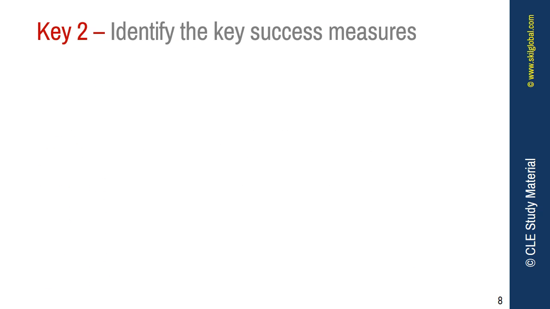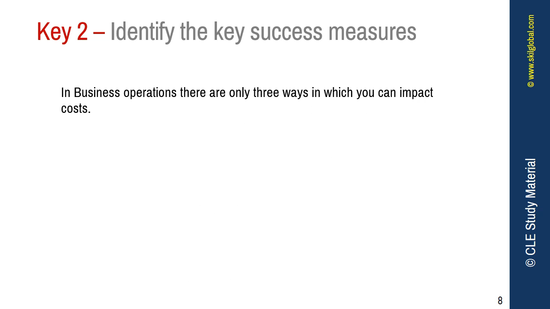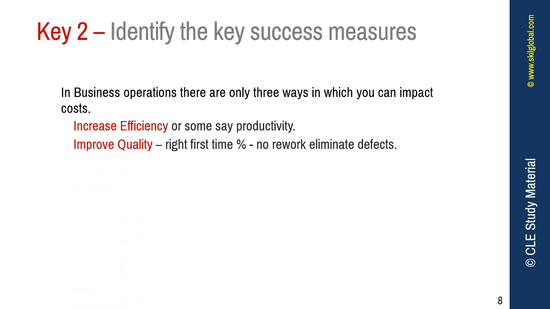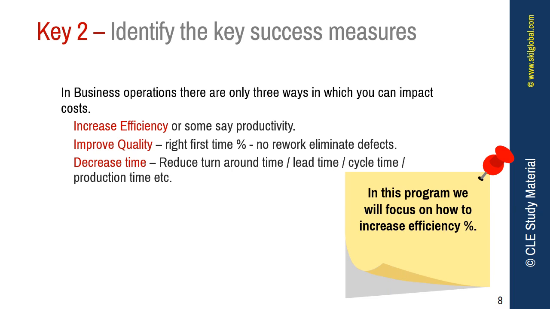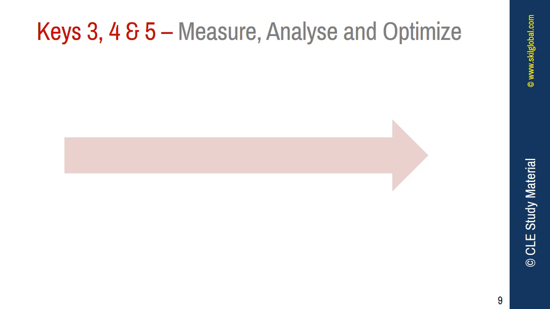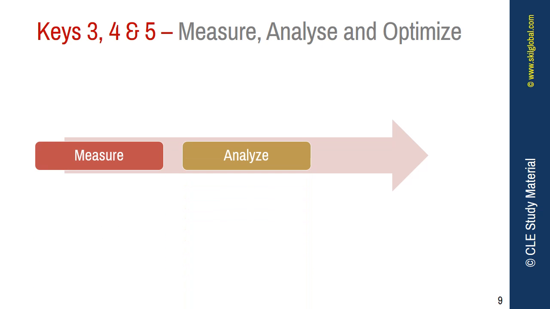The second key is to identify the key measures that will impact profits. In business operations there are only 3 ways in which you can impact costs. Increase efficiency, or some say productivity. Improve quality: right first time %, no rework, eliminate defects. Decrease time: reduce turnaround time, lead time, cycle time, production time, etc. In this program we will focus on how to increase efficiency %. Keys 3, 4 and 5 explain how to measure, analyze, and optimize.